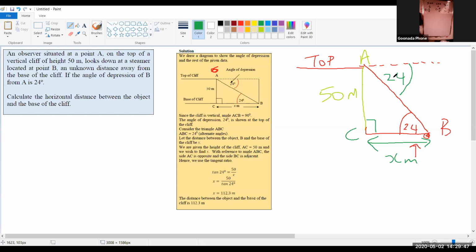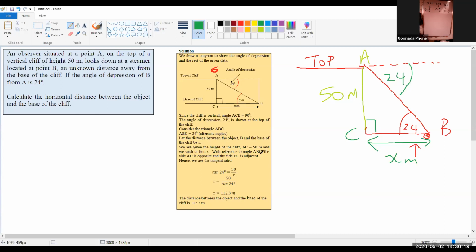So here is the 24 degrees because this is the angle of elevation here. Because of alternate angles, here has to be 24. I did it the opposite way, so I apologize for that, right? So this is the top. The angle of depression is 24 degrees down. So because of alternate angles, here is also 24, right? Then the distance between the object B and the base of the cliff be X. So that's what I did here. We are given the height of the cliff, which is AC is 50 meters, and we wish to find X.